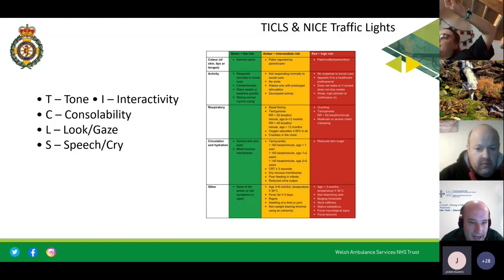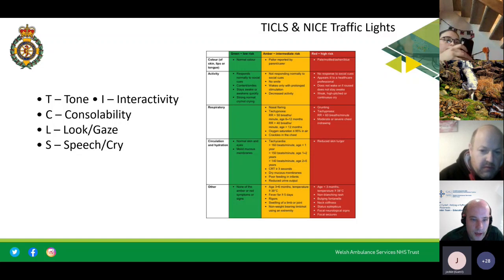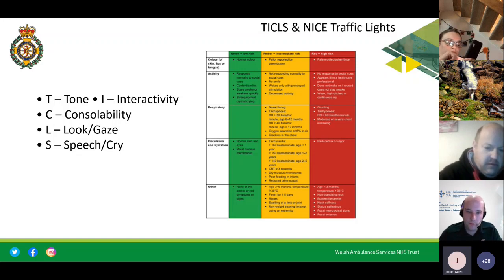So if I take activity: if your patient's responding normally to social cues, with their normal cry and no concerns, then that is a green. If they're not responding normally, so the parents say they're not responding to social cues, you walk in the room and they're not bothered, they're just looking at something else, they're not smiling, they only wake up after prolonged stimulation, so it takes them a while to wake up, and they have decreased activity, then this is a medium risk for us. And then no response at all, not waking up, continuous crying and no consolability from the parents, then this is a high risk for us. So again, have a look at it. It will make your TICLS a little bit easier to understand in your paediatric assessment.